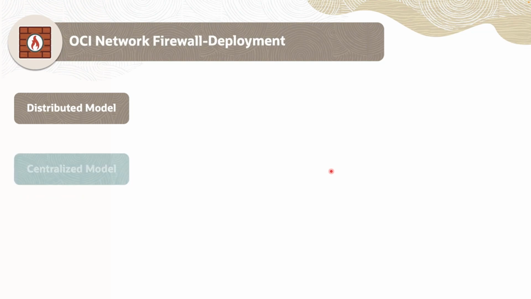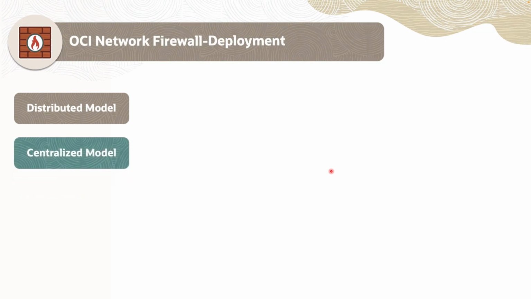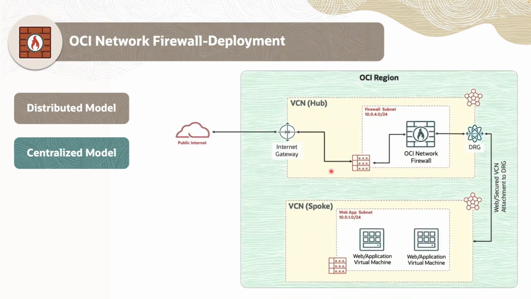The most common deployment models are centralized and distributed. Both of these models provide the flexibility to secure traffic flow even in the most complex routing scenarios. In the centralized deployment model, you have a network firewall instance that is deployed in a central hub as shown here. And it is connected to your Spoke VCN that hosts all your applications through a DRG.